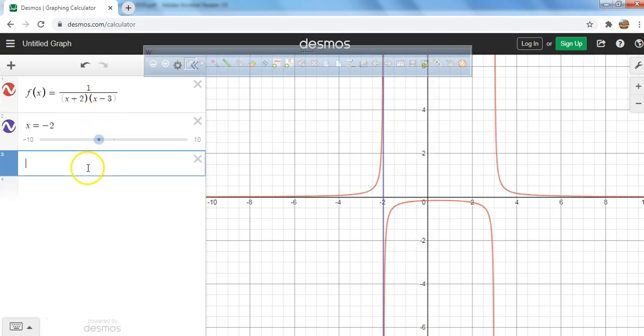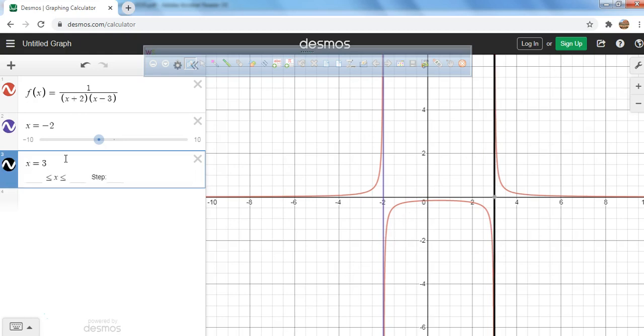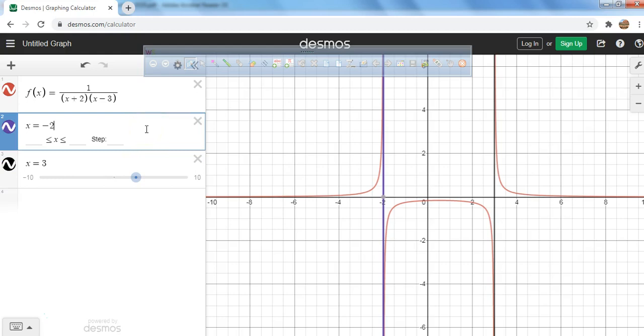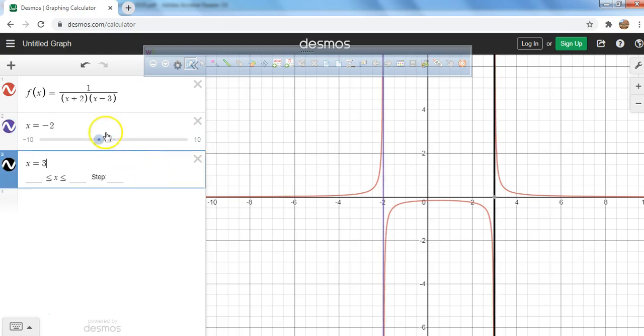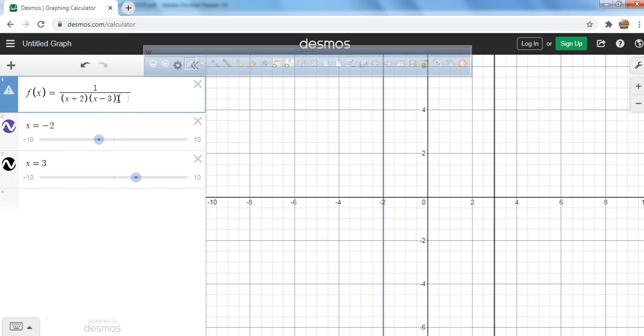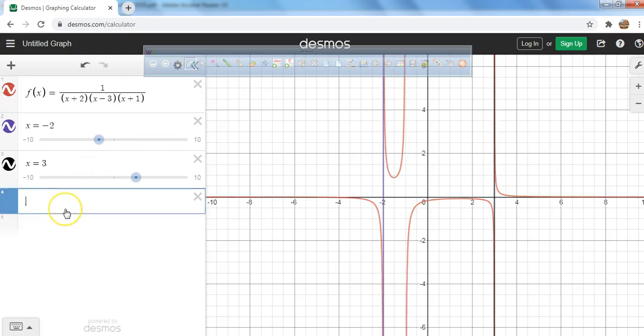All right, we have actually two asymptotes. We have one at x equals negative 2, and we have another one at x equals 3. Oh, not s equals 3. X equals 3. There we go. So now you can see we have a vertical asymptote at negative 2 and 3. Why? Because that's the number you would plug in to make it equal to 0. So are you telling me if I do another one down here, like x plus 1, now we have 3 vertical asymptotes.